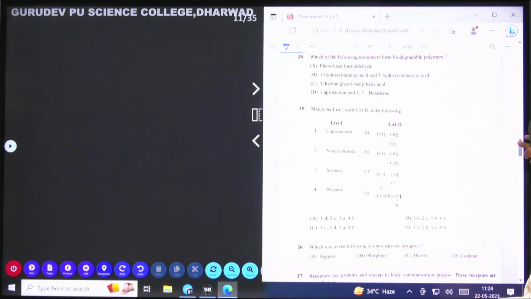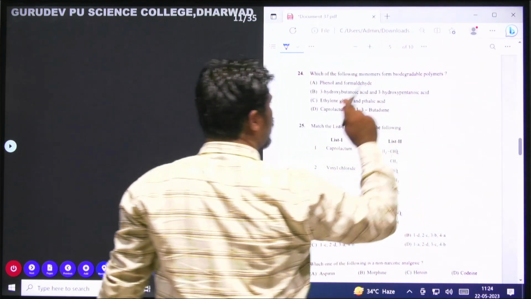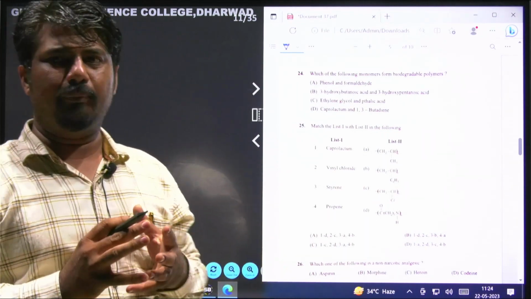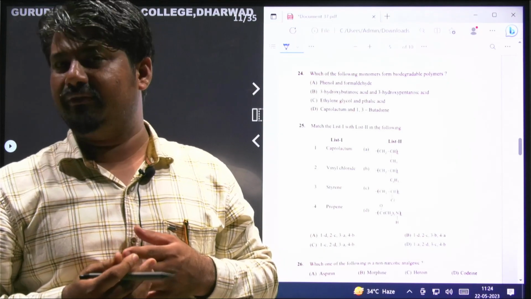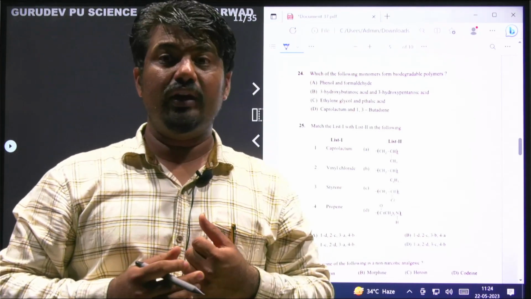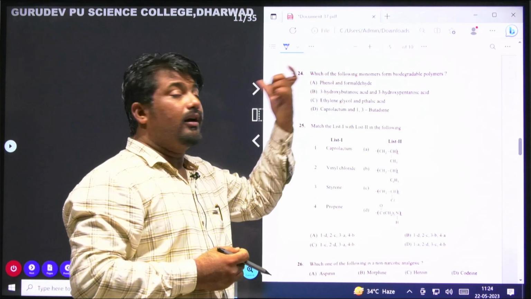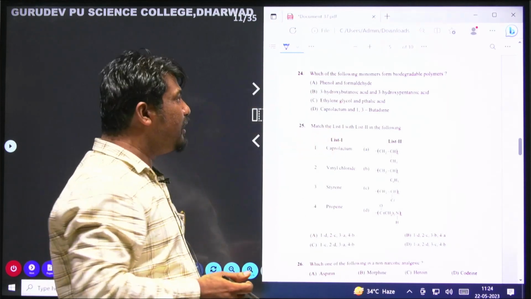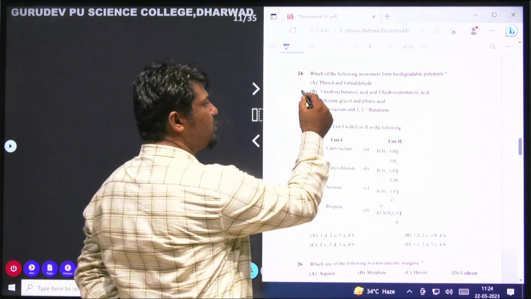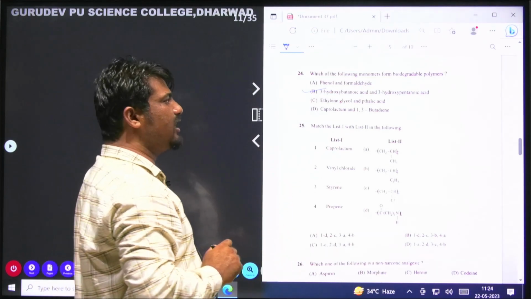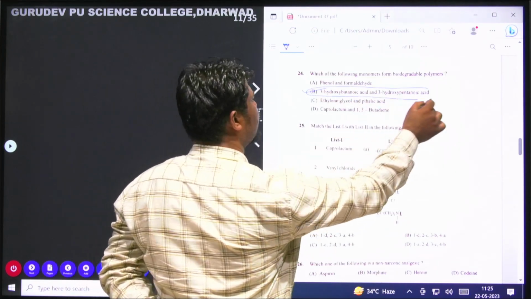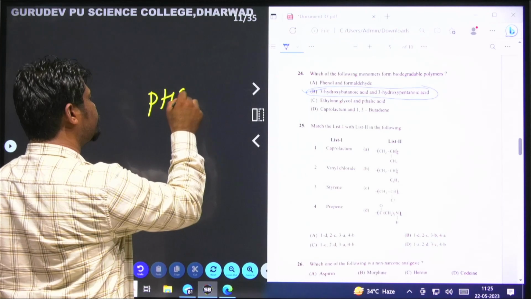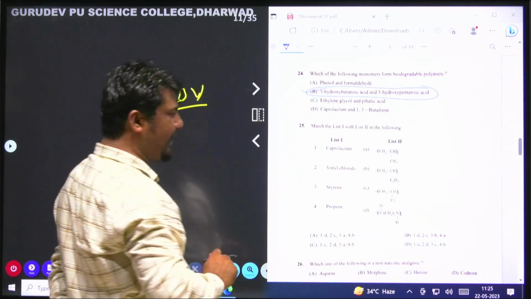Next. Which of the following monomers form the biodegradable polymer? It's one of the most important concepts. The biodegradable polymers usually we are going to call PHBV or nylon 2-nylon 6. These are the synthetic biodegradable polymers. Here the question is asked based on which monomers are used. For the preparation of PHBV you are going to use 3-hydroxybutanoic acid and 3-hydroxypentanoic acid. These are the monomers we are going to use for PHBV. That's why the right option is B.